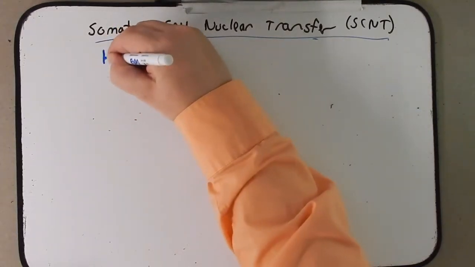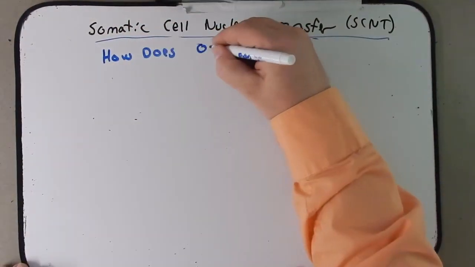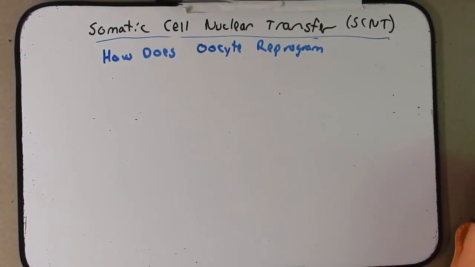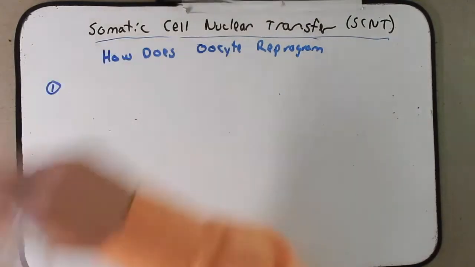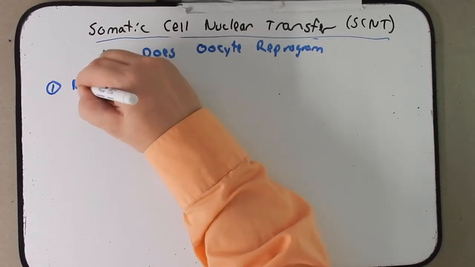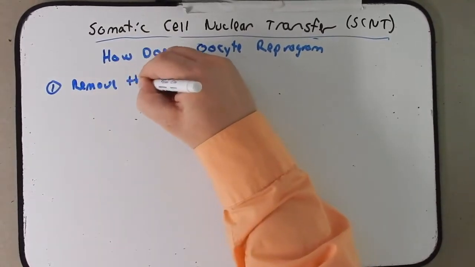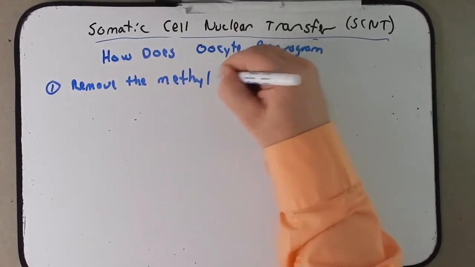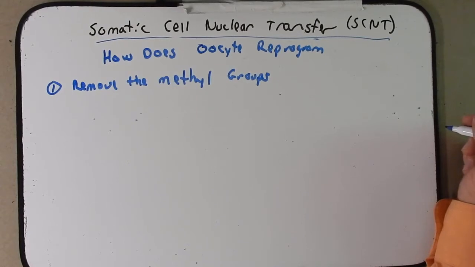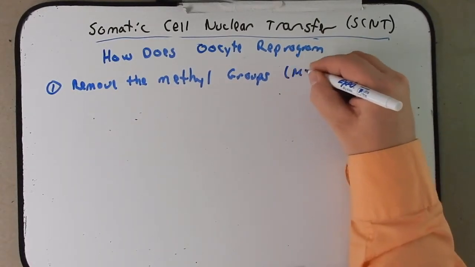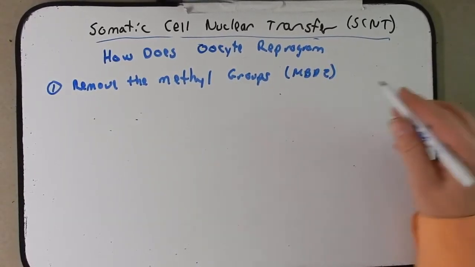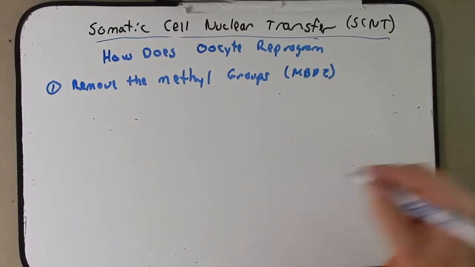So how does the oocyte reprogram? That is, how does it get rid of the methylated genome? There are three ways it could do this. It could remove the methyl groups through demethylation enzymes. There's a gene called MBD2. MBD stands for methyl binding domain, that is thought to maybe play a role in this.